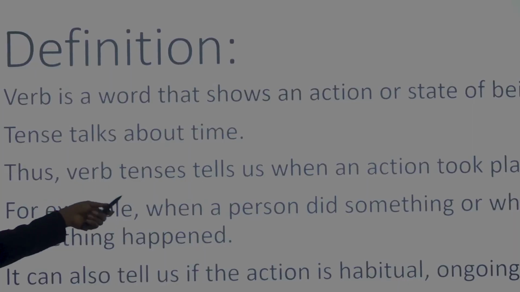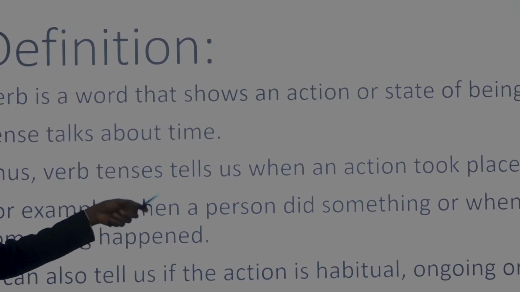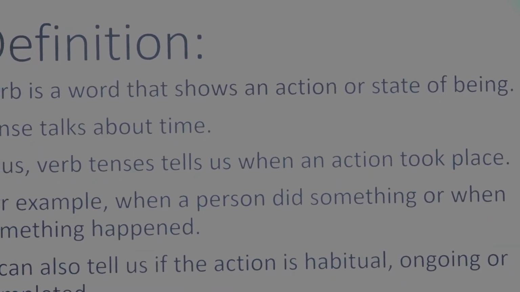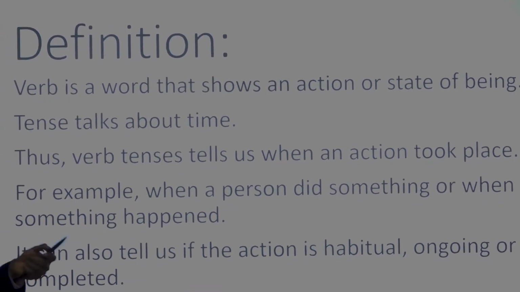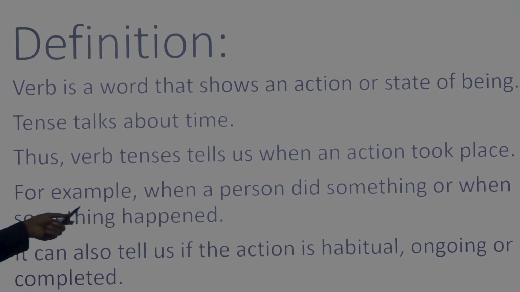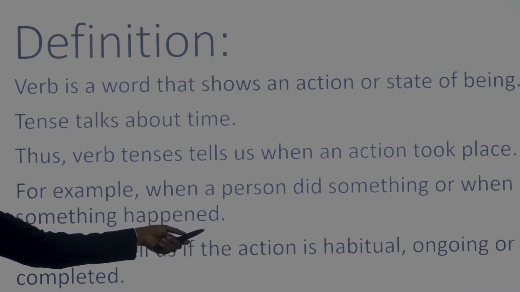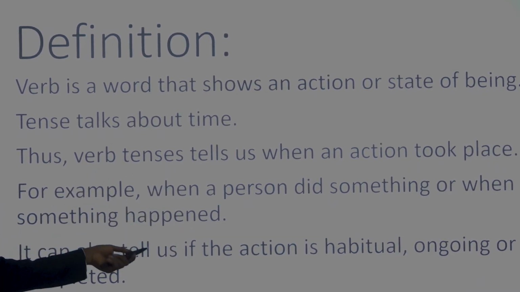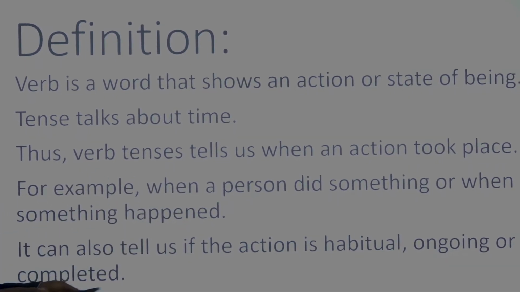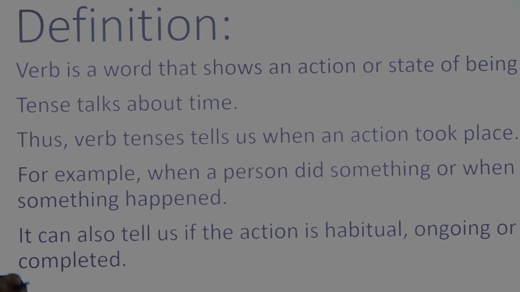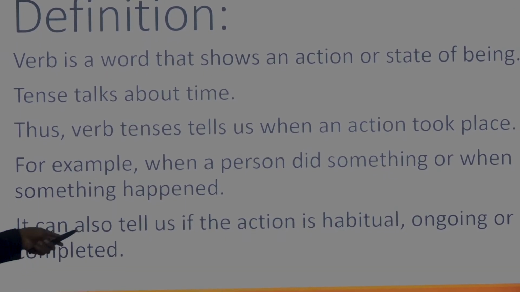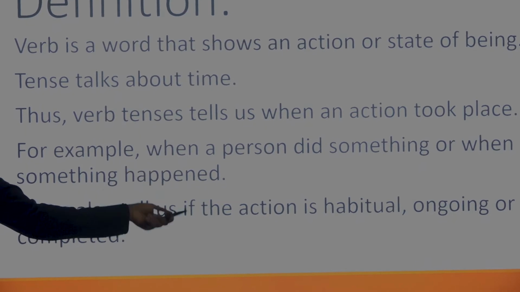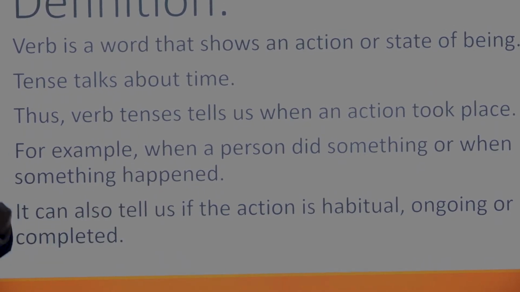Thus, verb tenses tell us when an action took place, the time of an action. For example, when a person did something, or when something happened, or when someone performs an action. It can also tell us if the action is habitual, an ongoing habitual action.